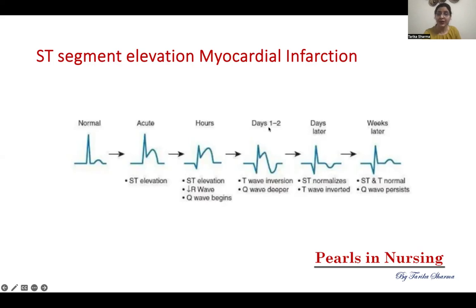Then in day 1 to 2, what is happening? The T wave also starts to have inversion, and the Q wave becomes deeper. A few days afterwards, there can be normalization or stabilization of the ST segment, plus the T wave might be inverted. And after a few weeks of myocardial infarction, ST and T become normal, but the Q wave persists. It remains deep only. So these are a few changes that happen in the morphology of different parts of the ECG, like your ST segment, Q wave, R wave, and the T wave, depending on the duration of myocardial infarction.